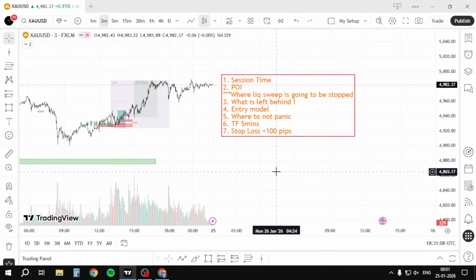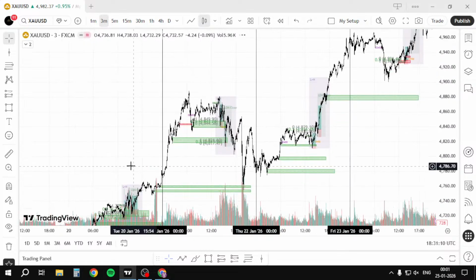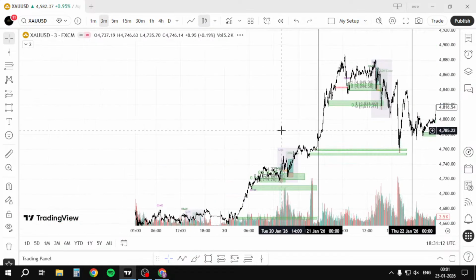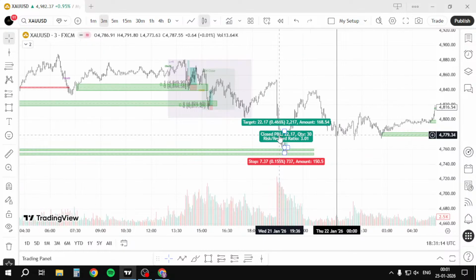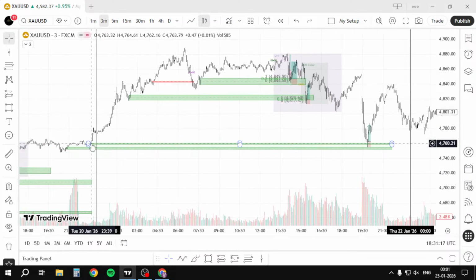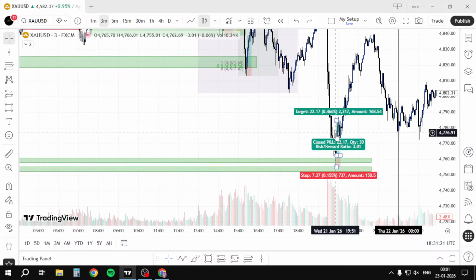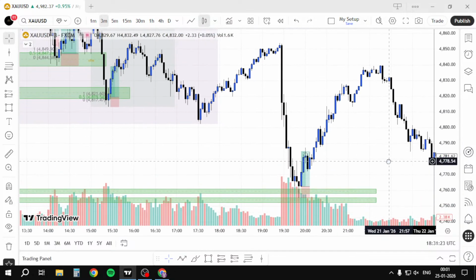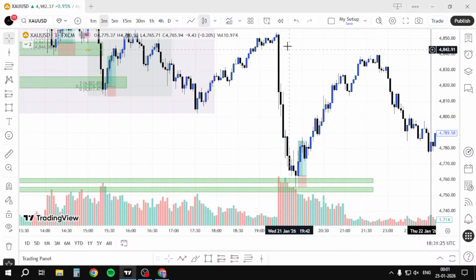Where the liquidity sweep is going to be stopped. Okay. You have to know that. Now see what I said. There are two POIs. Market came gradually downside. Okay, this was sudden selling.